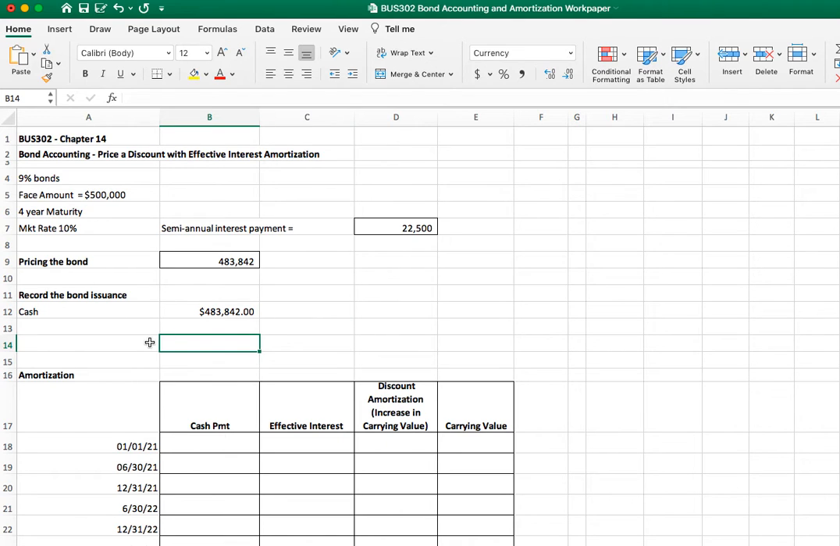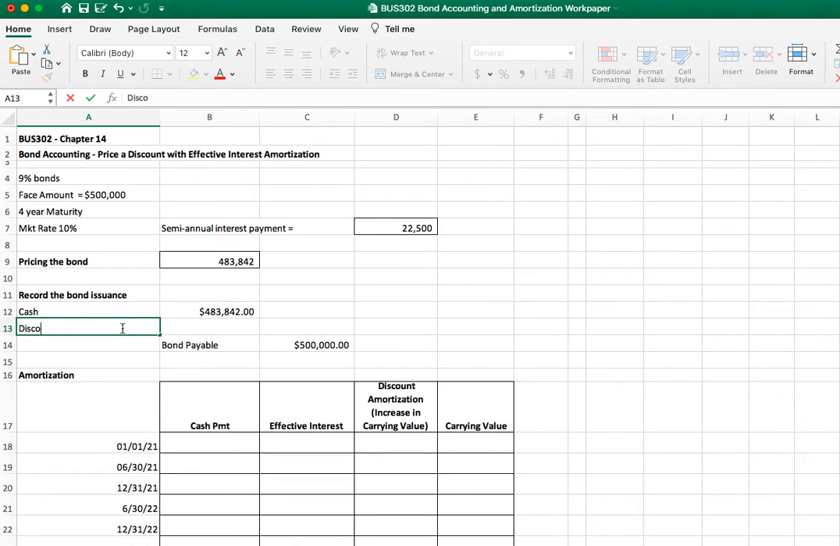The bonds are going to be recorded at their face value of $500,000. So the liability we record is the face value of the bond. But the difference between the amount of cash the company received when they sold the bonds and its face value is the discount on the bond payable. The discount on the bond payable is a contra liability account. So the difference is equal to $16,158.